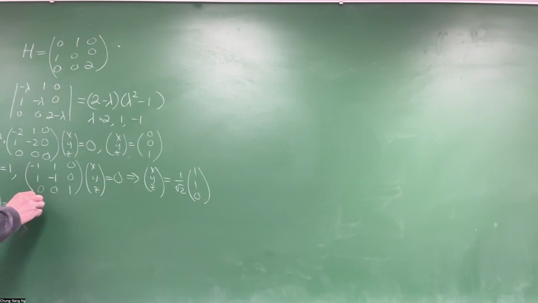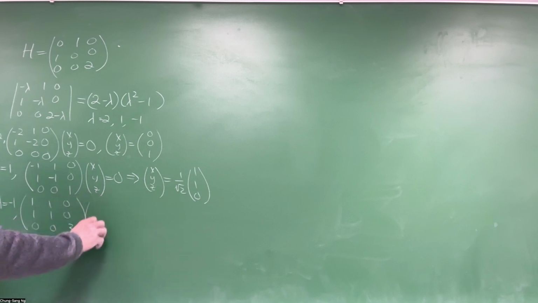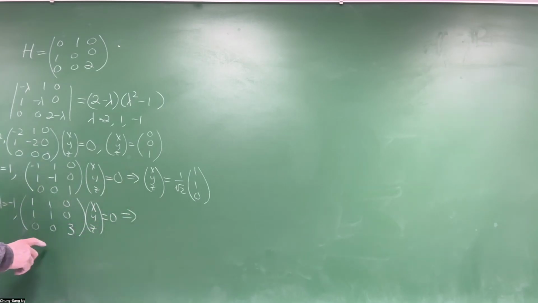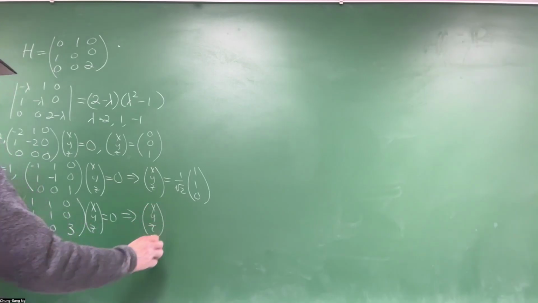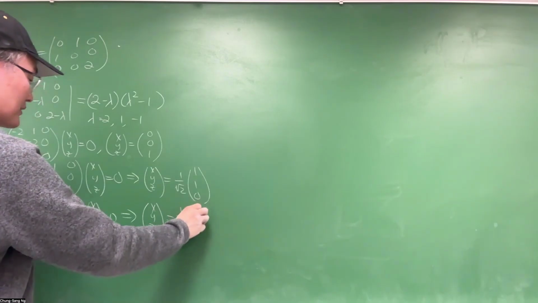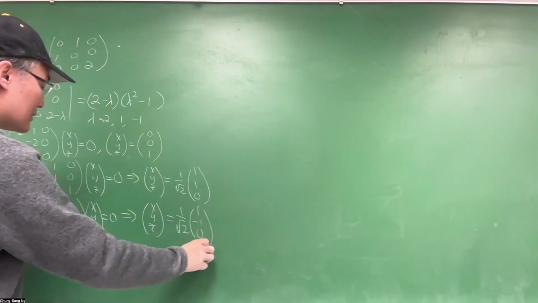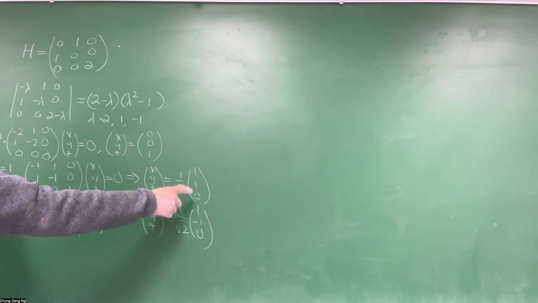And lambda is minus 1. Z is 0. Again, the z is 0. X is equal to minus 1, so we choose, up to a sign, 1, minus 1, 0. So you have three eigenvectors, this one, this one, this one.